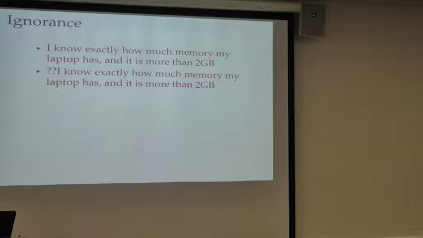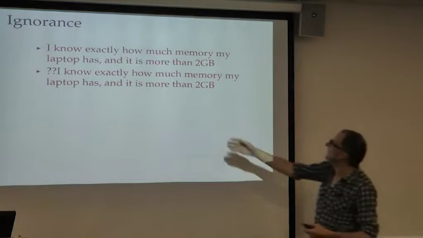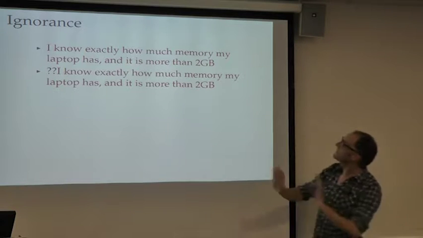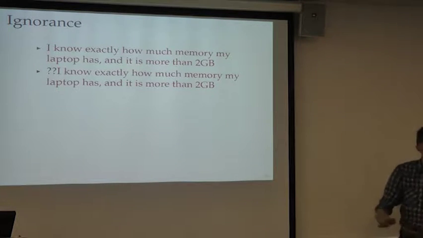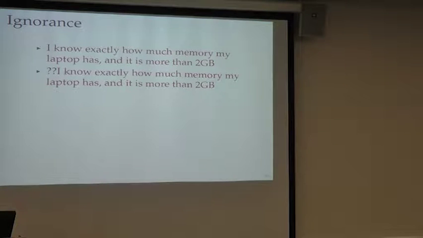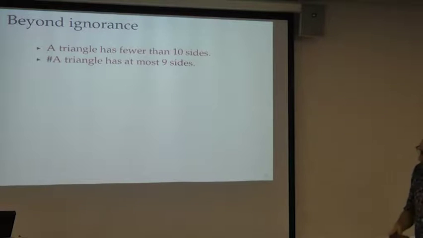Here's another way of showing this. I know exactly how much memory my laptop has, and it's more than 2 gigabytes. That seems to be fine, but something like, I know exactly how much memory my laptop has, and it's at least 2 gigabytes. It almost sounds like I make you guess how much it is, so that I want you to remain ignorant. There's some level of ignorance here. But it's not just ignorance. There are other effects as well. So a triangle has fewer than 10 sides is fine, but a triangle has at most 9 sides.